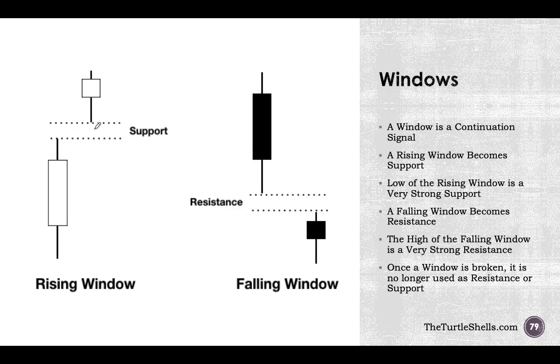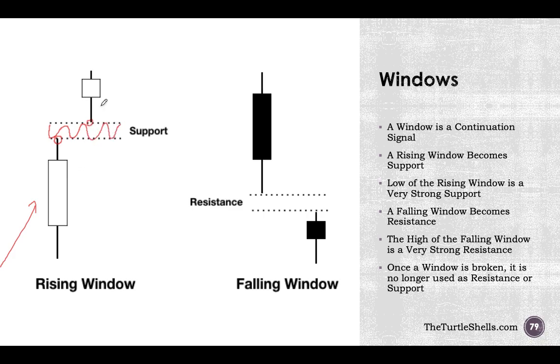So let's look at what a rising window is. A rising window and a falling window are continuation patterns. Let's say the market is going up and you have this rising window here. How does it get created? You have the high of this candle and the low of this candle. Between the high and the low of these candles there is a gap. It's a price vacuum. There is no price action in this area. So that is called a window in Japanese candlestick terminology.